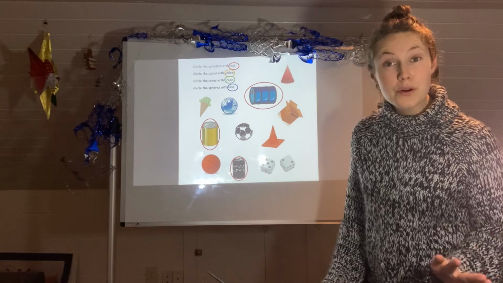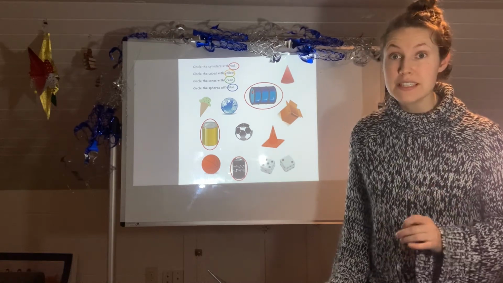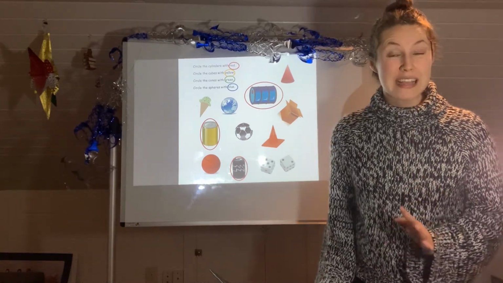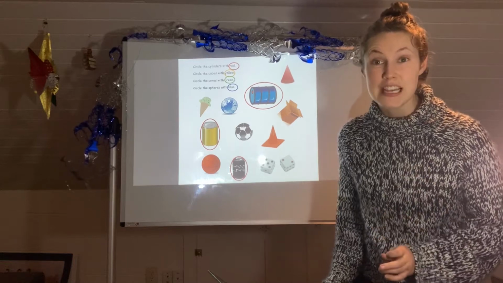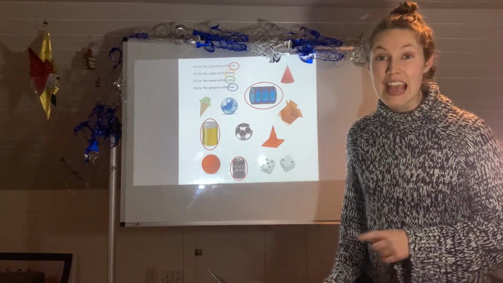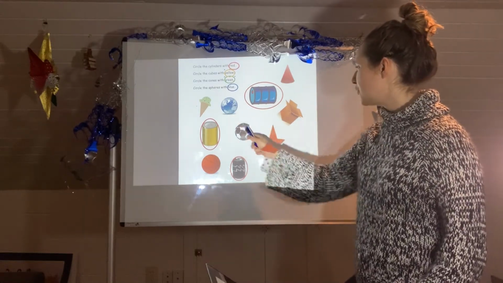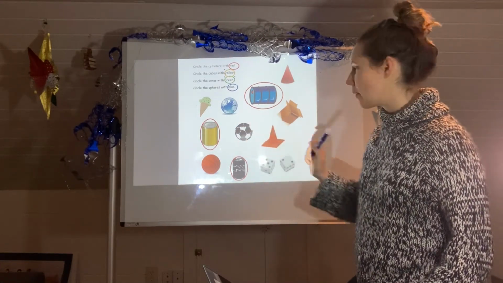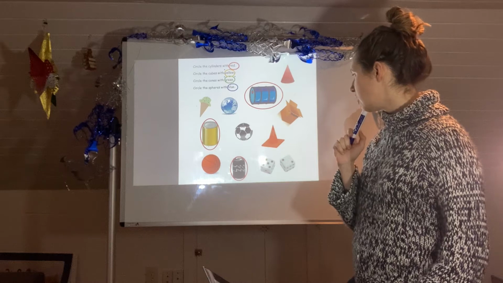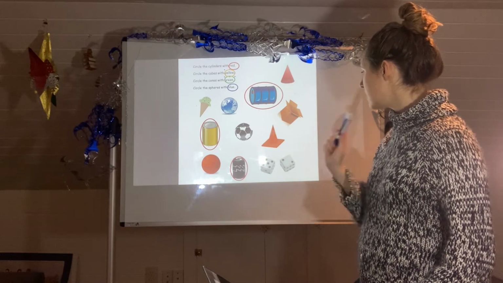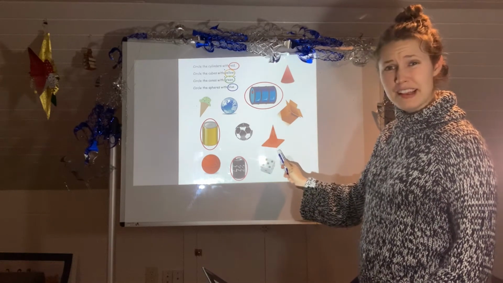Okay, next we're going to circle all the cubes yellow. Remember that cubes have 6 faces that are shaped like squares, and they have no round curvy sides. Well, these are both too round. They don't have any square faces. What about, is this a cube? I see a square.